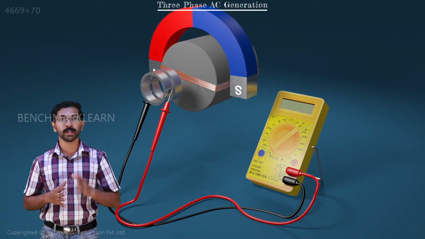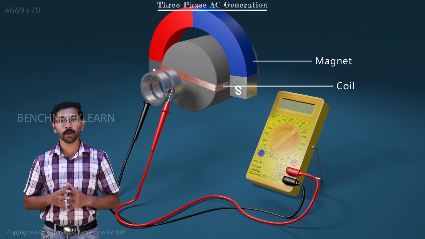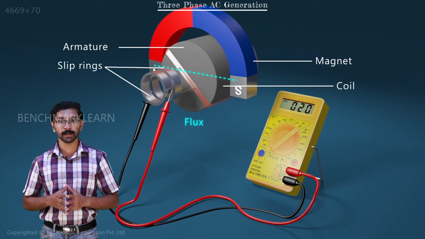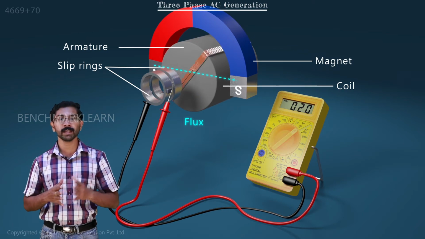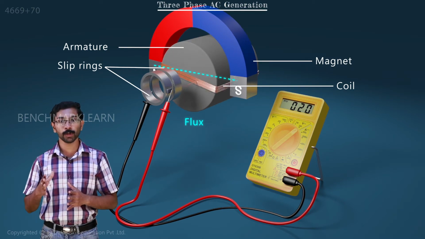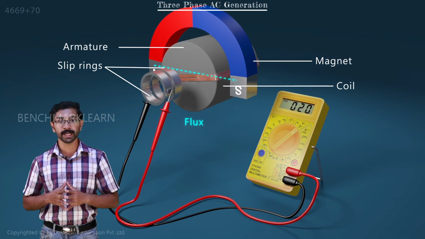Consider a basic alternator scheme like this. We have a pair of magnetic poles, a rectangular coil of wire wound around a cylindrical armature. The armature is connected to a shaft which is free to rotate. When we rotate the armature, the coil cuts the magnetic flux and an EMF is generated at the ends of the coil. This can be connected to a load through a set of slip rings. The EMF generated in this case will be a single phase AC.